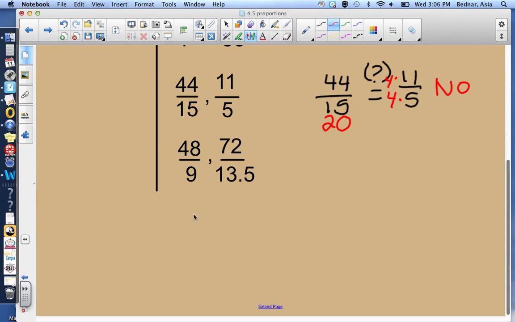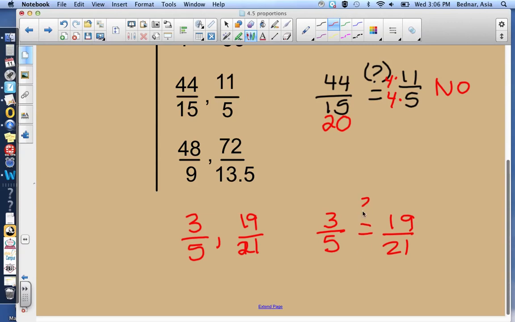I'll throw another example in here instead of the word problem. Let's say I had 3 fifths and 19 twenty-firsts. I want to know if these are proportional. So I'm going to put 3 over 5 and 19 over 21. Well, do they equal each other? Can anything be reduced? No, 19 over 21 cannot be reduced, and 3 over 5 cannot be reduced. Can I multiply? Is there anything I can take to make 3 equal 19? Nope. How about 5 to 21? Nope.